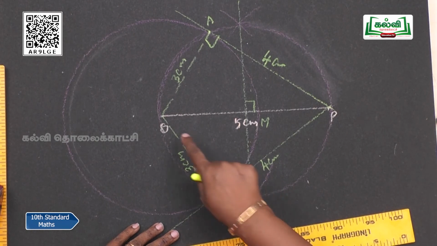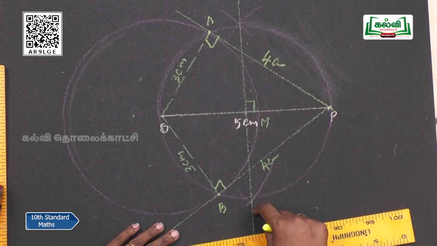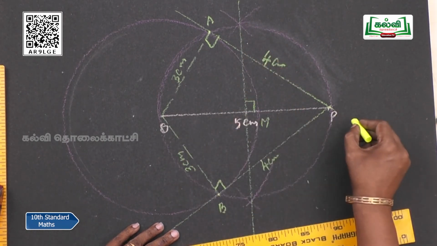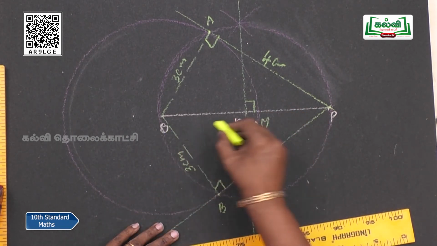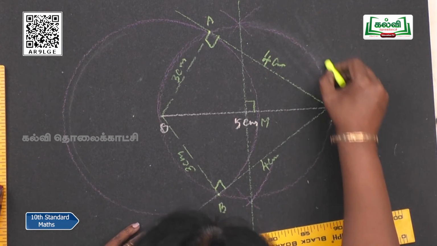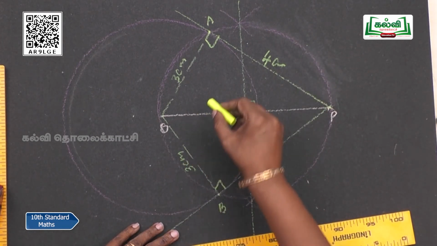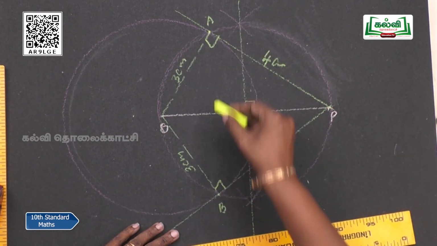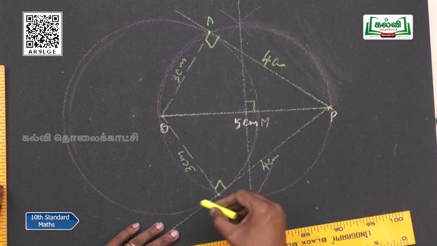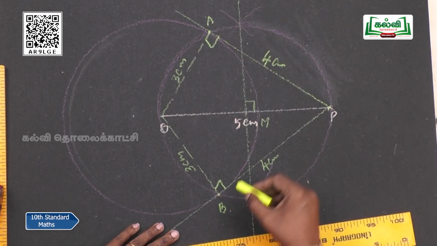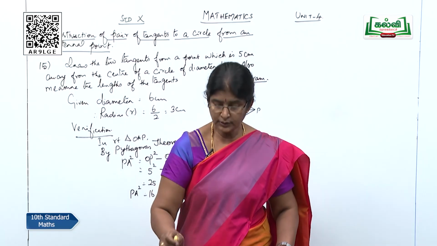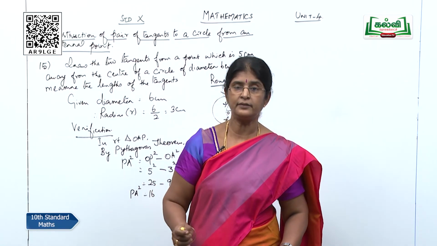After that, you are going to draw the perpendicular bisector. Let it meet OP at the point M. Keep M as a center and OM as a radius. You are going to draw another circle which will meet the previous circle at the points A and B. After that, you join PA and PB and measure their lengths. So the same answer you will get in the verification.